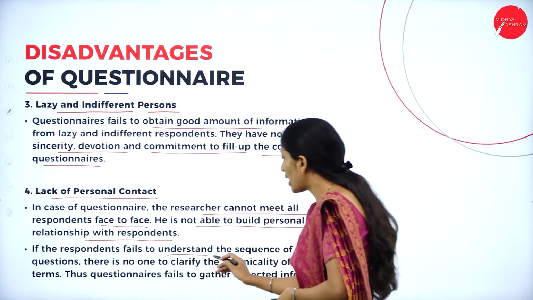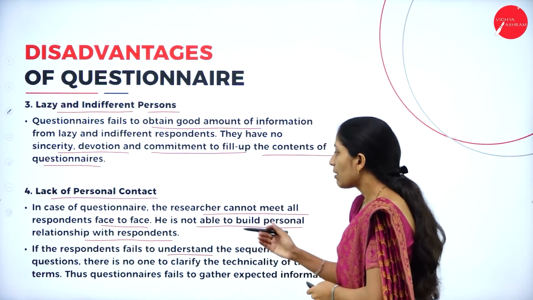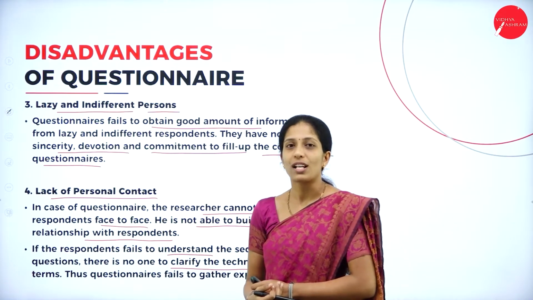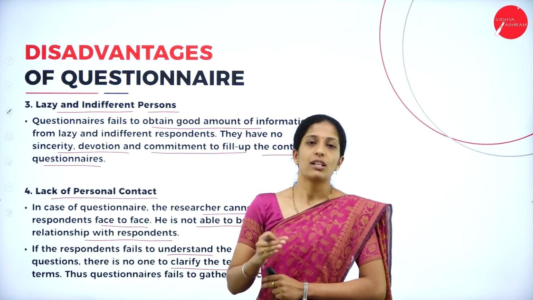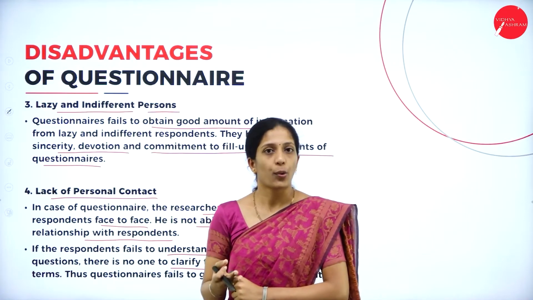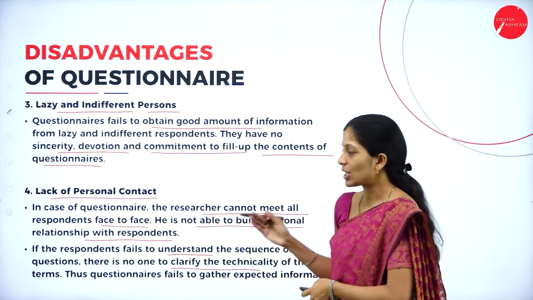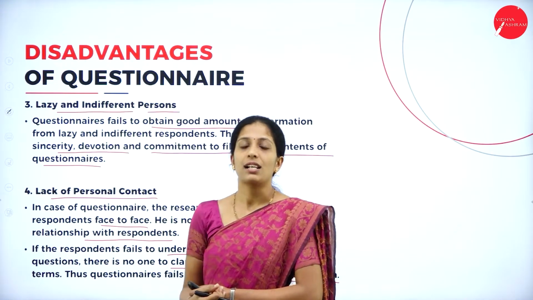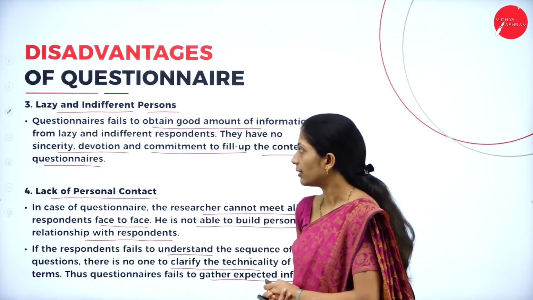If the respondent fails to understand the sequence of questions, there is no one to clarify the technicality of the terms. So if the respondent is having any problem in understanding the questions and if he has any doubt, there is no person to clear his doubt. But in case of personal interview, if he doesn't understand the question, he can directly ask the researcher. But this will not happen in case of questionnaire. Thus, questionnaire fails to gather the expected information. So, for that reason, under questionnaire, it is difficult for the researcher to collect the information.